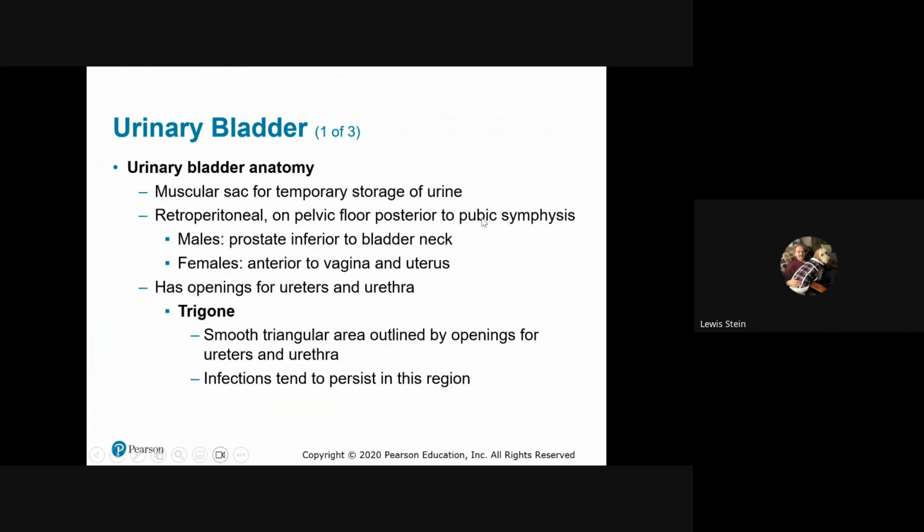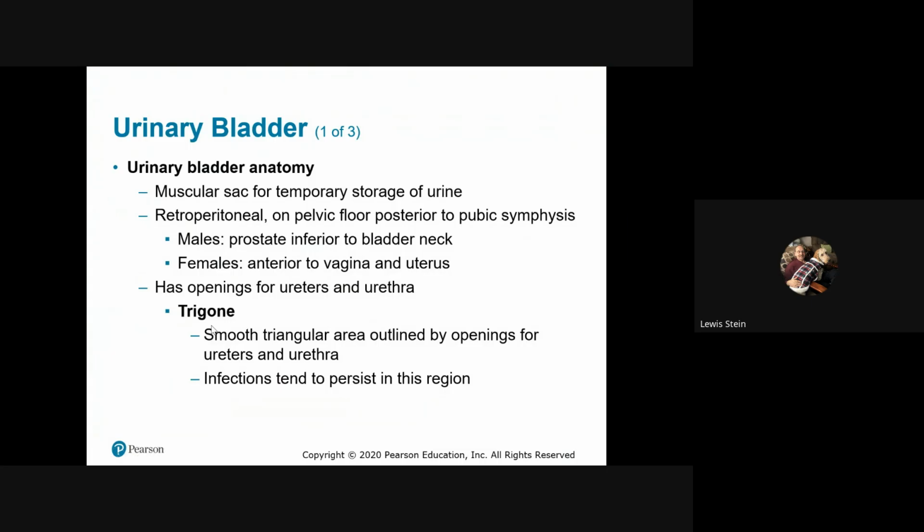So it's retroperitoneal on the floor of the pelvis, behind the pubic symphysis. Okay. In males, the prostate, because it surrounds that outflow of the bladder, the urethra, is certainly significant. In the female, as you can see, it's placed in front of the vagina and uterus, and as the baby develops during pregnancy, it begins to press down on the bladder, and that can change the frequency. And this is a key area where we see infections.